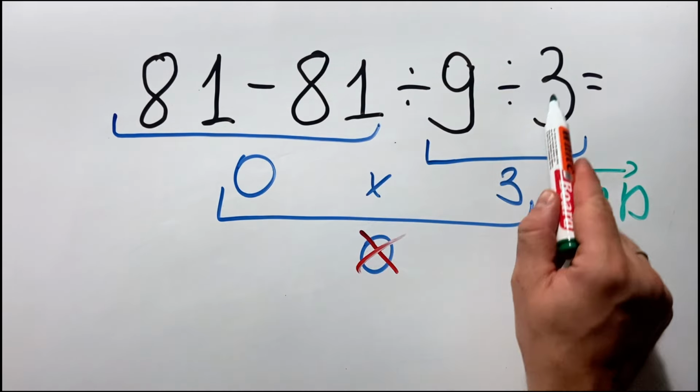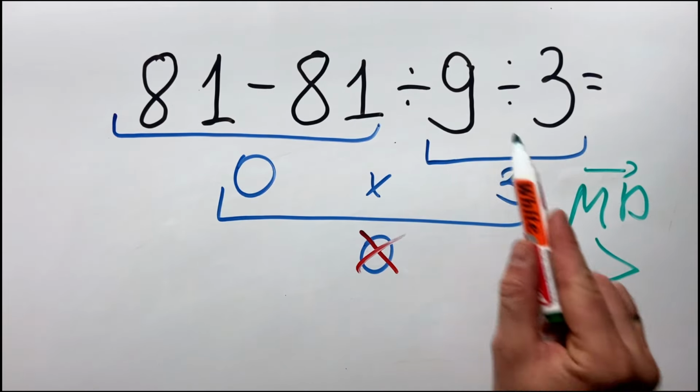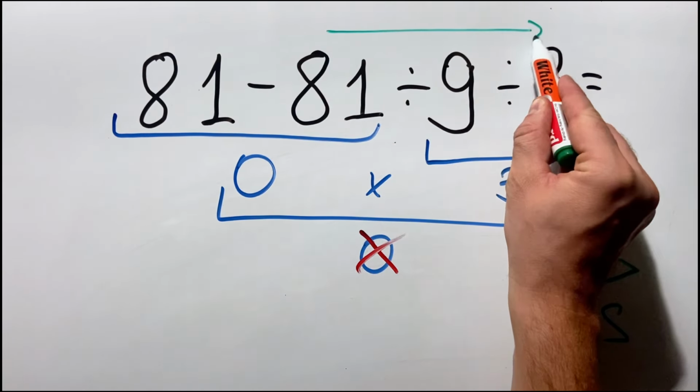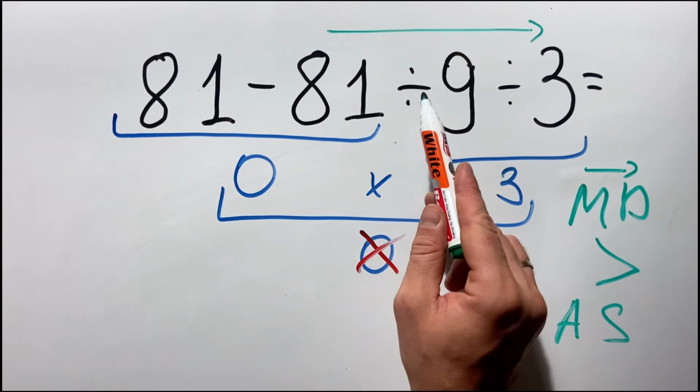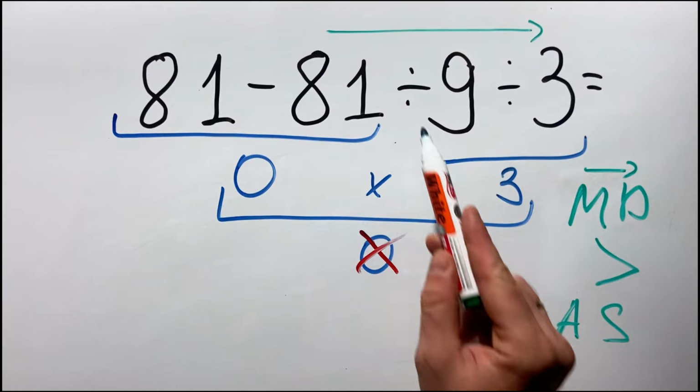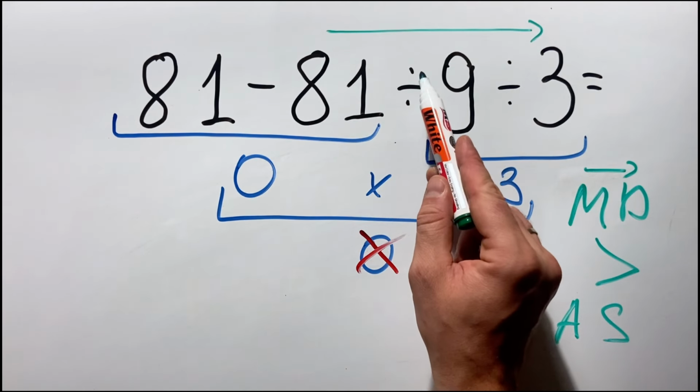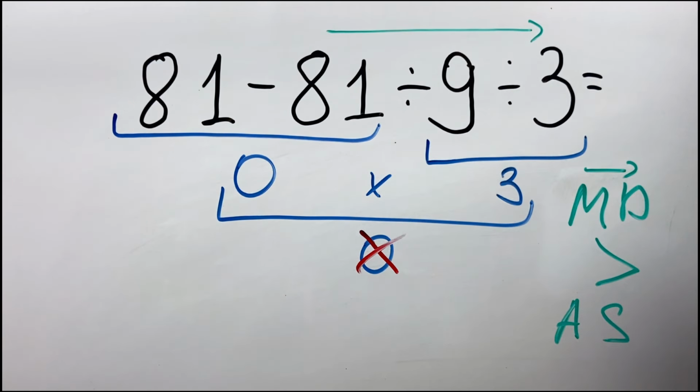So we do this part first. And it also needs to be done from left to right. So we should not do subtraction first and then division as we please. No, we have the division and then we do the subtraction.